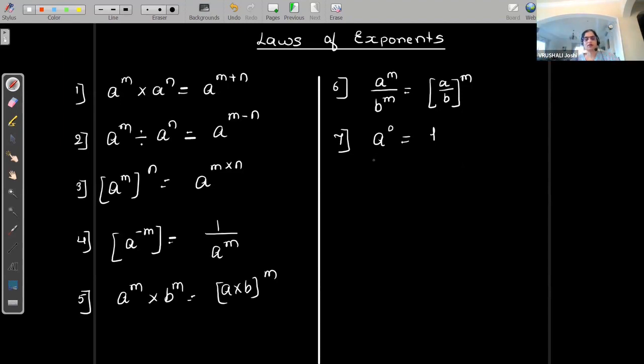Guys, finished? Have we missed any of the laws there? Like a to the power a raised to an even number. Oh, that's a property of exponents that we will do.